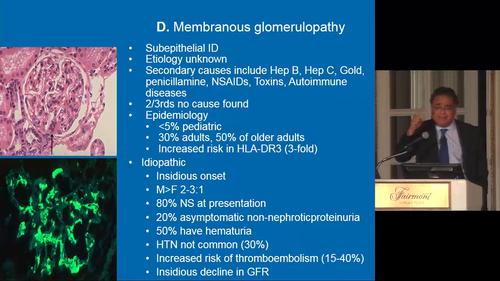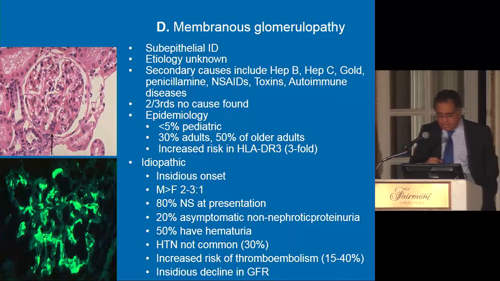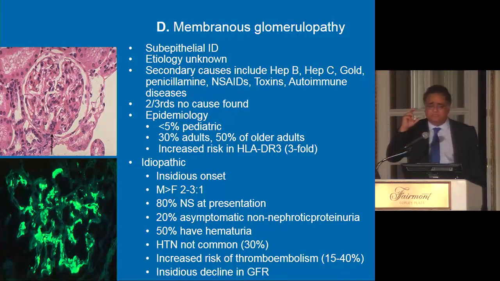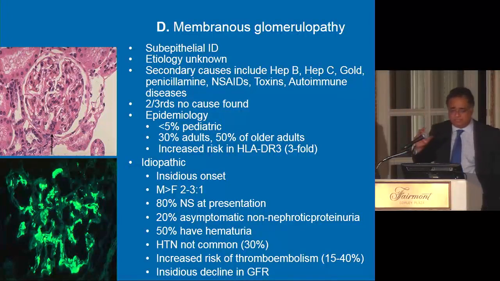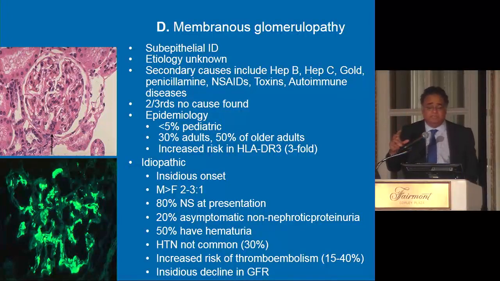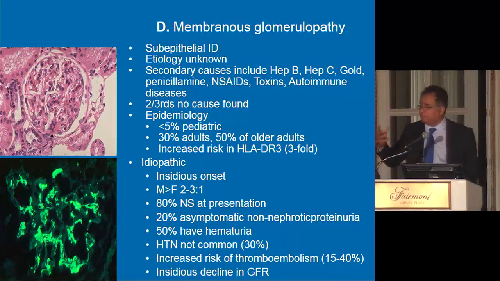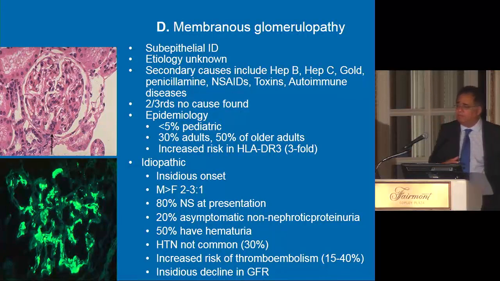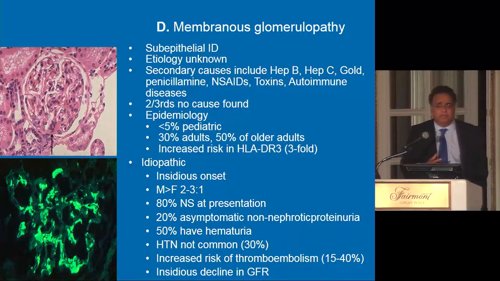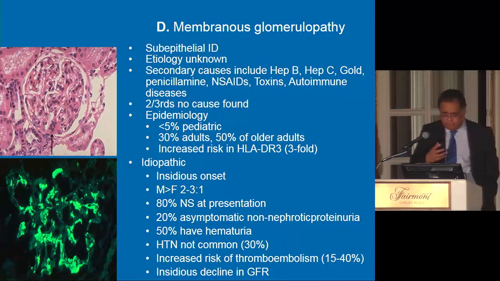Hypertension is not common, unlike FSGS, where hypertension is actually the norm. And particularly in patients with severe hypoalbuminemia, when the albumin is less than 1.5, you have an increased risk of thromboembolism, 15 to 40%. In these patients, use of at a minimum aspirin, but perhaps low molecular weight heparin and strategies to reduce proteinuria and repair the leak are very important.